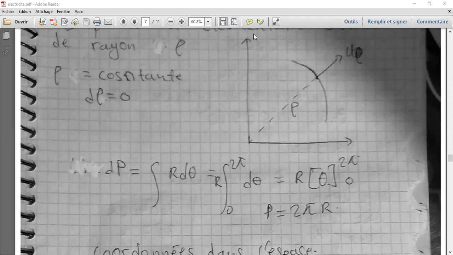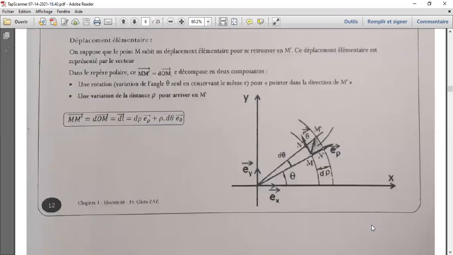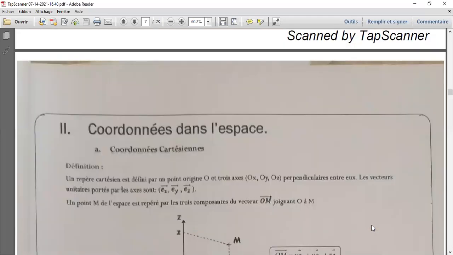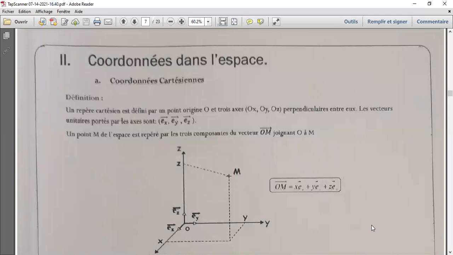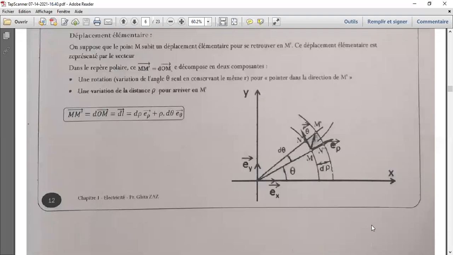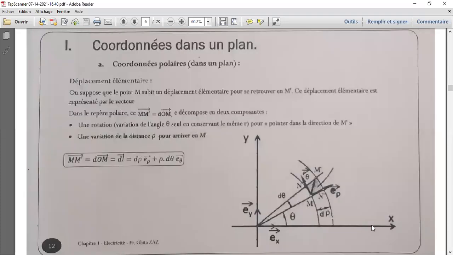Yeah, so I'm going to continue. I think with the coordonnées polaires, it's clear. Even though it's not at a high level, you have some ideas on this. So now we're going to go to coordonnées dans l'espace. So for now, under coordonnées polaires, you never have any difficulties.